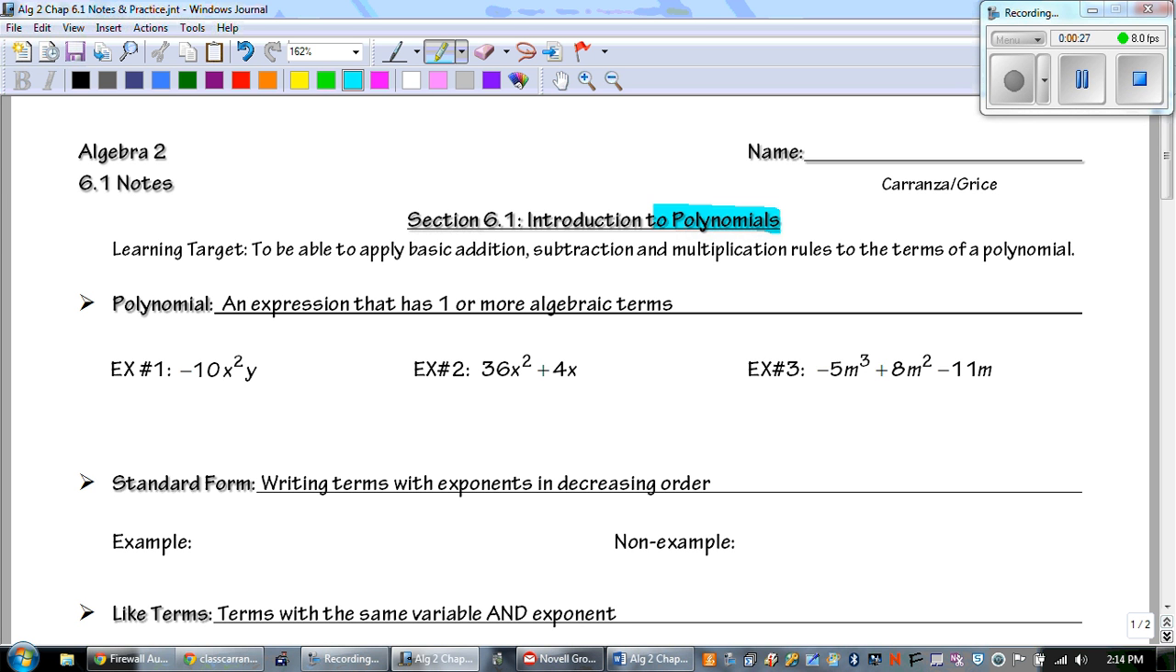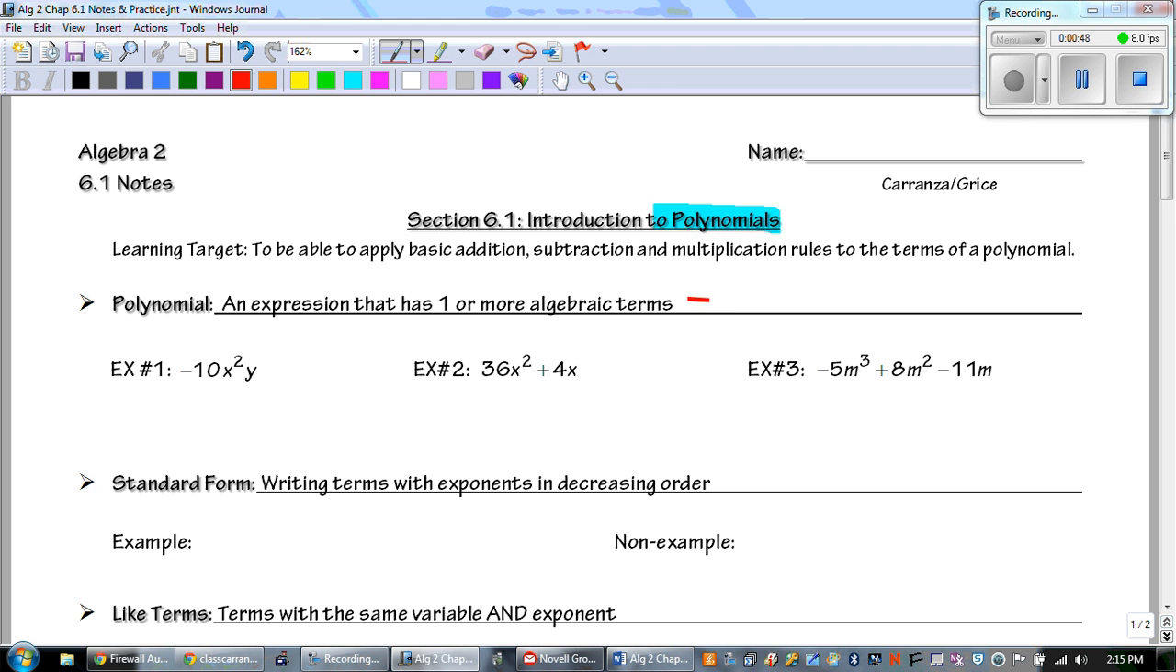So, first thing, a polynomial. A polynomial is an expression that has one or more algebraic terms, okay? You might be like, Mr. Rice, that sounds kind of weird. Well, see, there's the bell. It's time to begin.